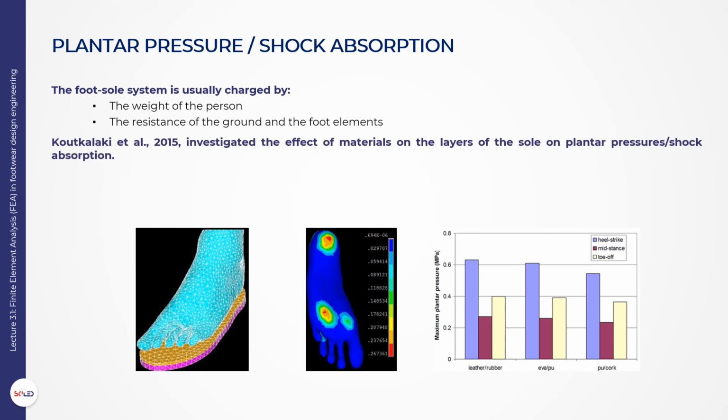Kalaki et al. investigated the effect of materials on the layers of the sole on plantar pressures. Linear elastic materials were used for their analyses. The upper part of the foot was fixed and a stepwise displacement was applied at the lower sole surface. By running the corresponding FEA analysis, the applied forces, reaction forces, and the plantar pressure distribution are calculated. The maximum plantar pressure decreases with decreasing sole stiffness. This decrease is almost constant for all gait positions.